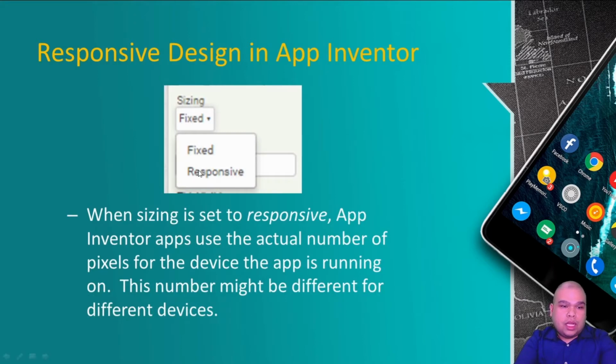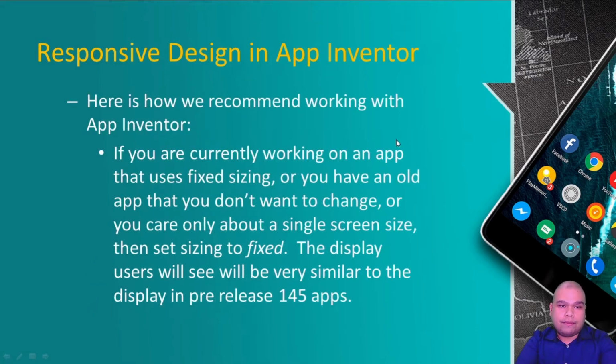Okay. Now, when sizing is set to responsive, App Inventor apps use the actual number of pixels for the device the app is running. This number might be different for different types of devices. It will vary depending on the mobile device that you're using. But as much as possible, in creating your mobile applications, you want to set your sizing to be responsive. Here is how we recommend working with App Inventor. If you are currently working on an app that uses fixed sizing, or you have an old app that you don't want to change, or you care only about a single screen, then set sizing to fixed.